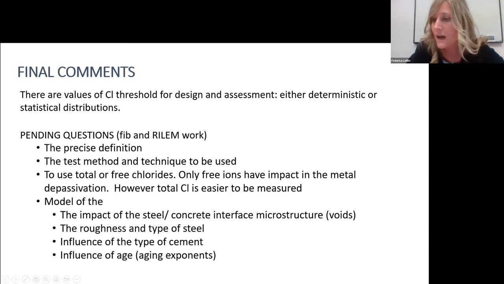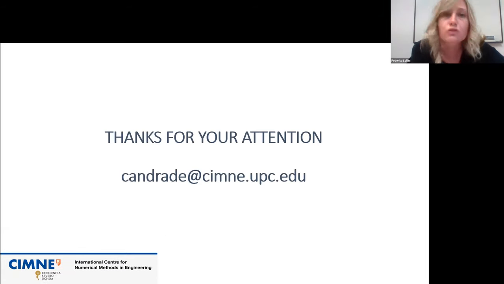Yeah, I would like to thank you for indicating that the statistical analysis and the number of specimens used to evaluate the critical chloride threshold is an important aspect, and it also needed to be addressed.